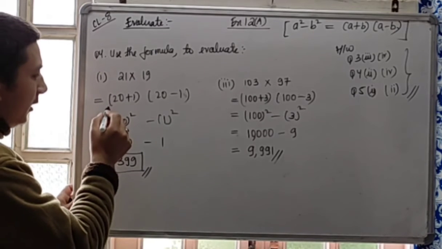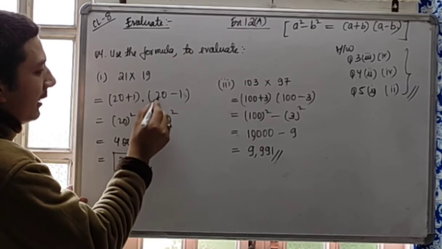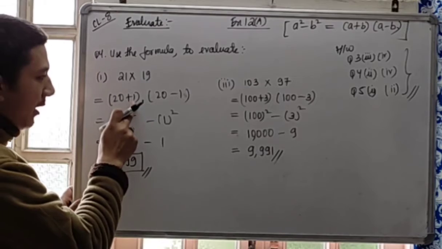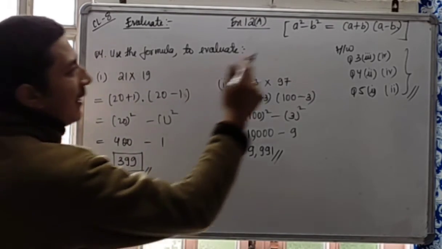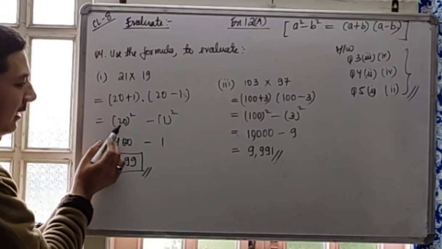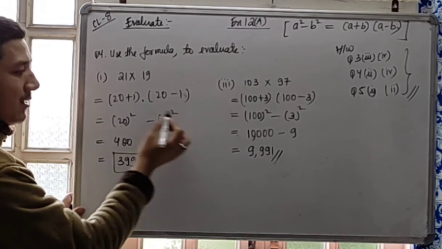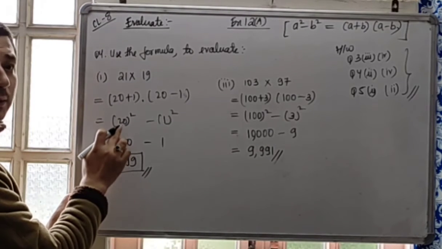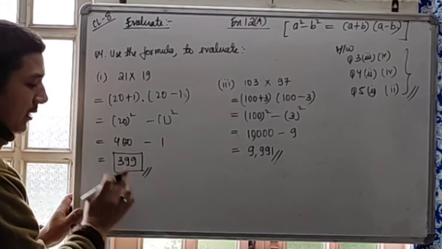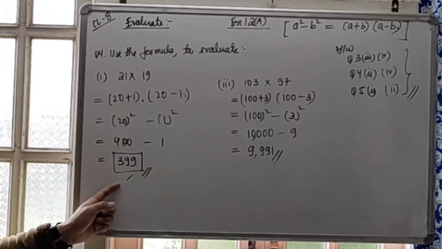So if you see this properly, is it in the formula of a plus b into a minus b? What is your a? 20. What is your b? 1. So 20 plus 1 into 20 minus 1 is same as a plus b into a minus b. So if this is the case, then the formula is a square minus b square. So which is 20 square minus 1 square. 20 square means 20 into 20, which is 400. 1 square is 1. 400 minus 1 is 399. I hope everything is clear with this, boys. The same goes out here.